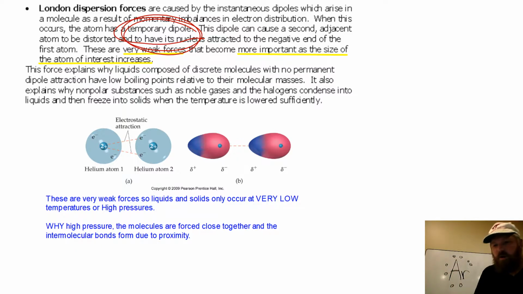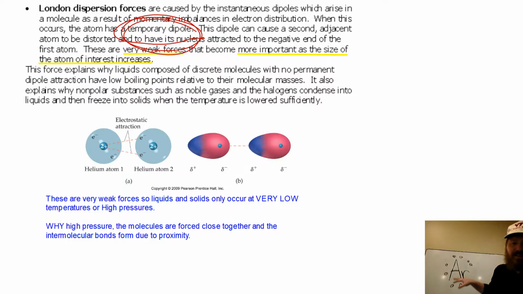And while they're improperly distributed, this atom has a very, very tiny charge, like a decimal of a fraction of a decimal, on one side and a different charge on the other side. And during that momentary temporary dipole, it then has attraction between different molecules.